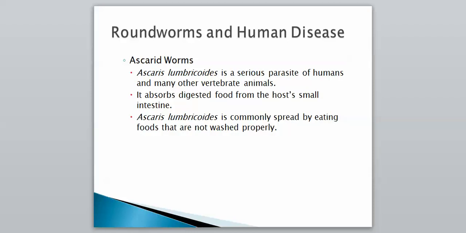So our next one is ascarid worms. So they give one example here of Ascaris lumbricoides, I'm pretty sure is how you'd say that, is a serious parasite of humans and many other vertebrate animals, and it will absorb digested food from our small intestine, and it is commonly spread by eating foods that are not washed properly. So they break it down and give us the life cycle of kind of how it works inside of humans. So here's what happens.